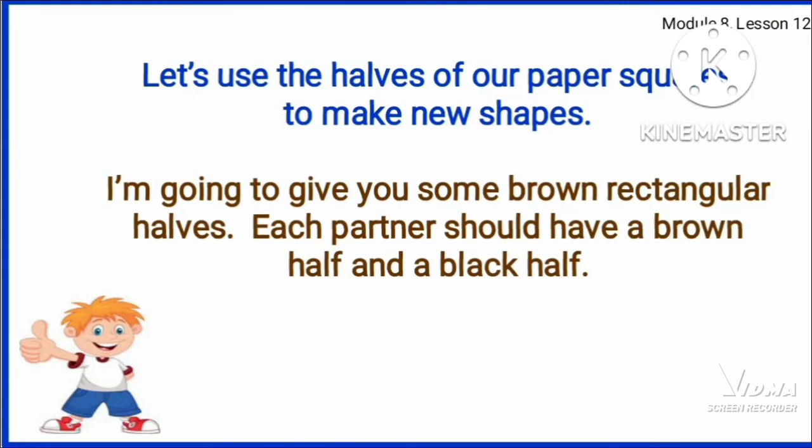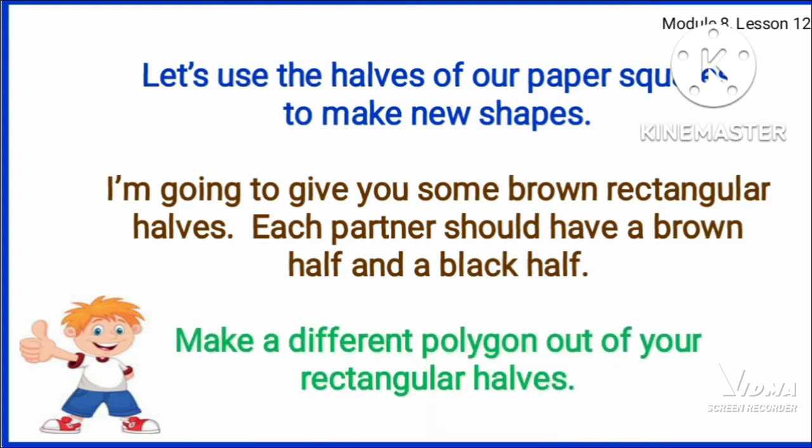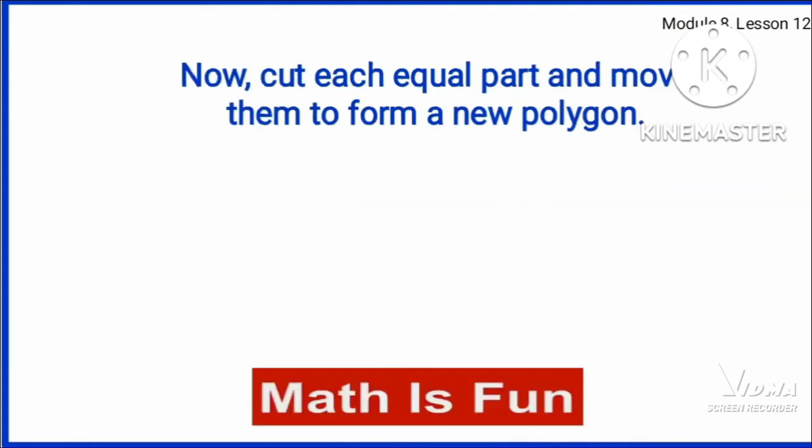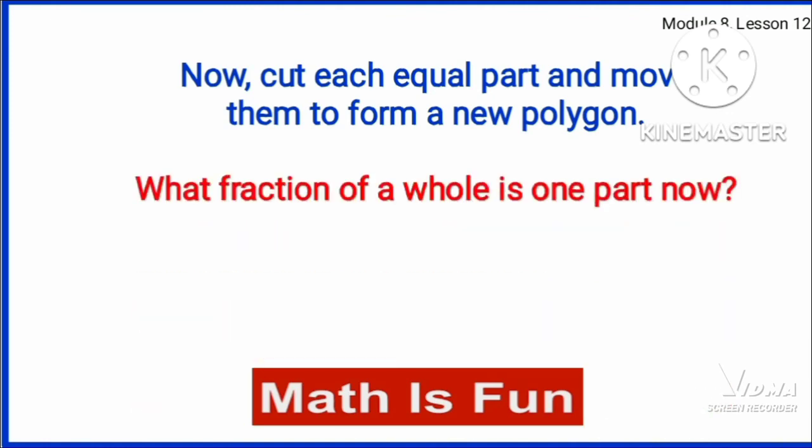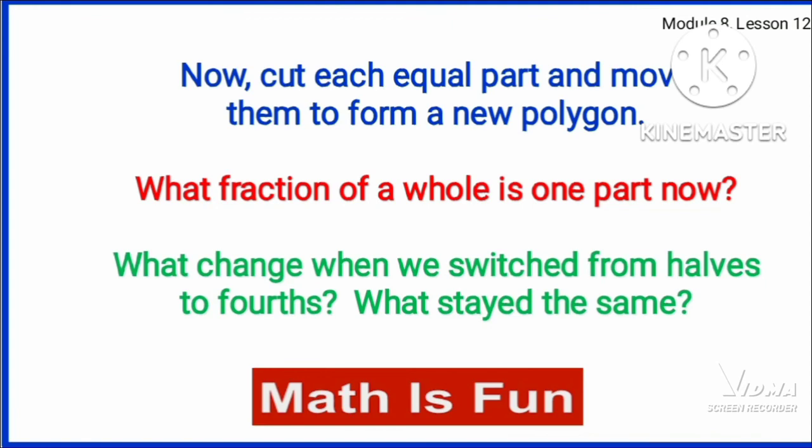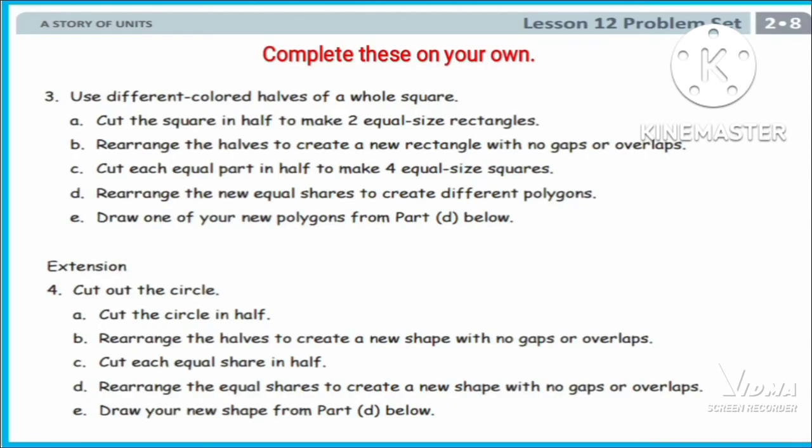Now let's use the halves of our paper squares to make new shapes. I'm going to give you some brown rectangular halves. Each partner should have a brown half and a black half. You make a different polygon out of your rectangular halves and out of your triangular halves. Now cut each equal part and move them to form a new polygon. What fraction of a whole is one part now? You'll tell me. We'll do that in class, and you also complete these on your own.